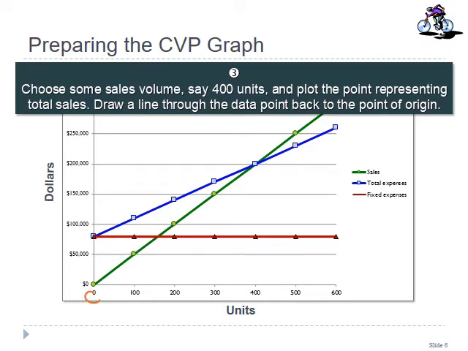And next we're going to talk about the total sales graph. When we are selling nothing, our sales are 0. When we are selling 100 units, our sales are 50,000. When we are selling 200 units, our sales are 100,000. When we are selling 400, our sales are 200,000. We just connect the dots and you can find the sales line as well. In this case, the green line represents the sales line.